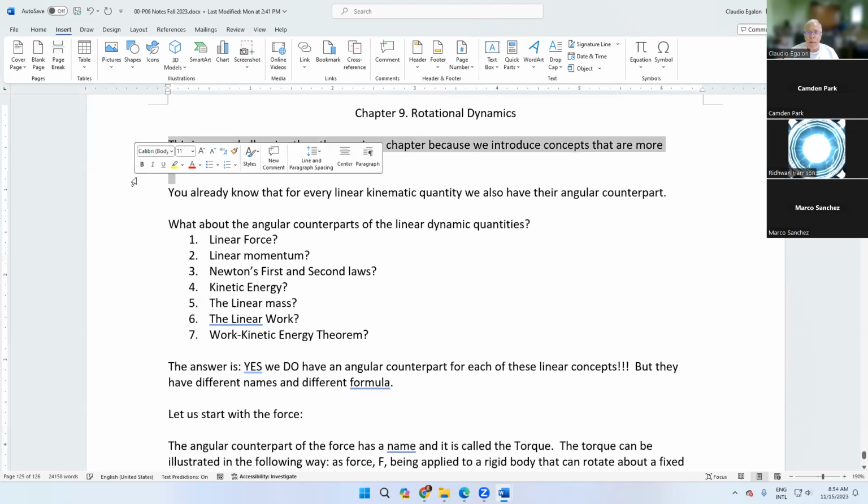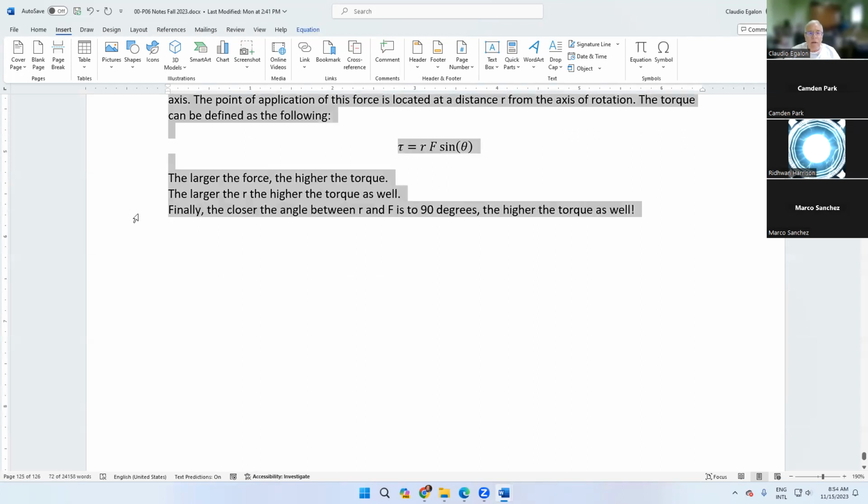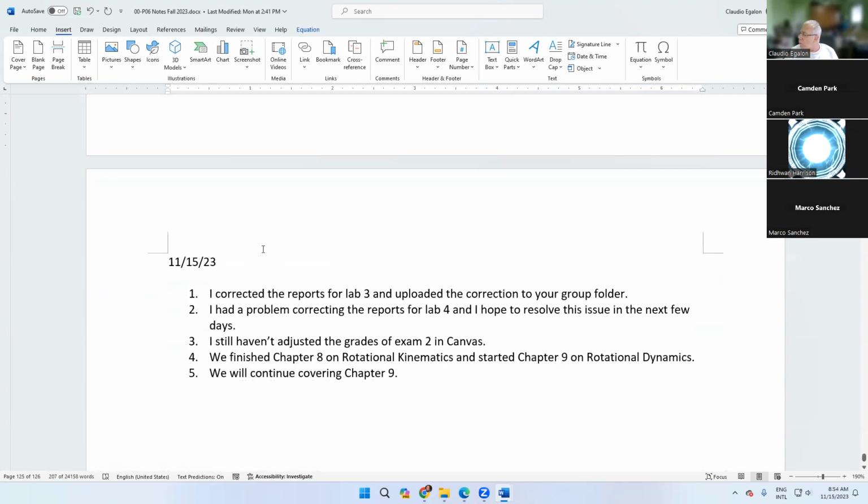Okay, and I'm just going to copy and paste what we did last time, so I can just review. This morning I had a problem with my correction software. For some reason it started to misbehave, and I couldn't fix it. But I will be able to. Sorry.